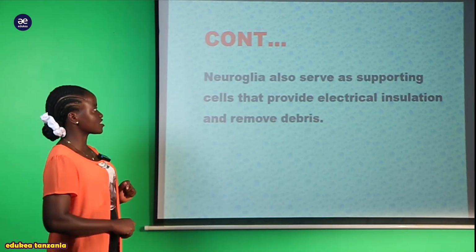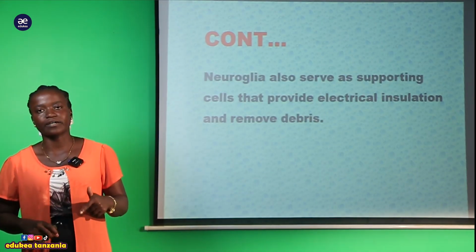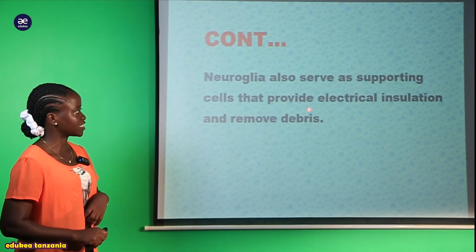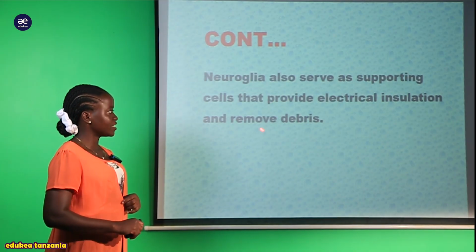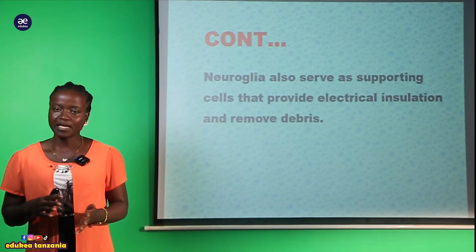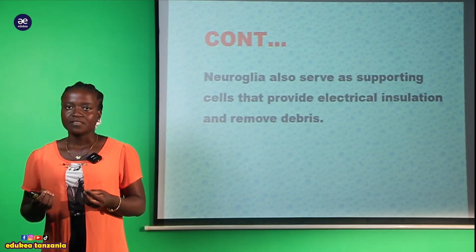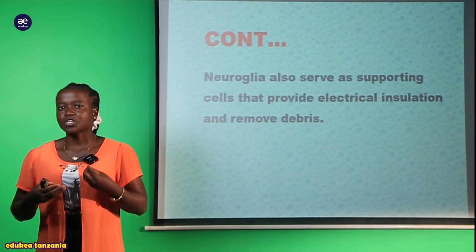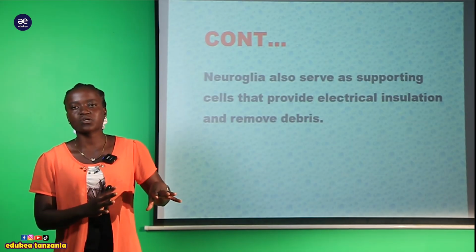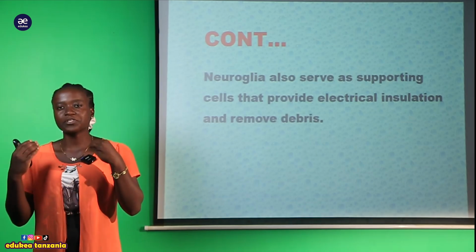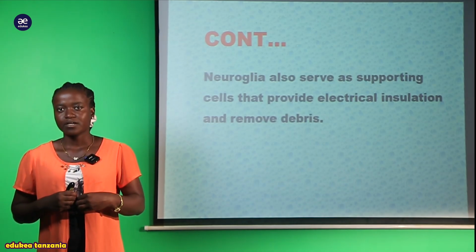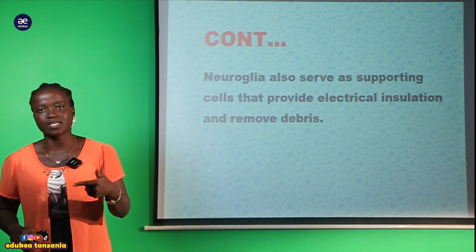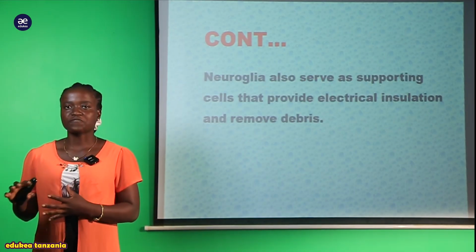So we are saying that this neuroglia, which is found within the nerve tissue, also serves as supporting cells that provide electrical insulation and remove debris. For any unnecessary information that should not reach the brain, this neuroglia is responsible for removing all that information which is not needed to reach the brain directly. So that is why we say this neuroglia acts as a supporting cell for the conduction of the impulse.